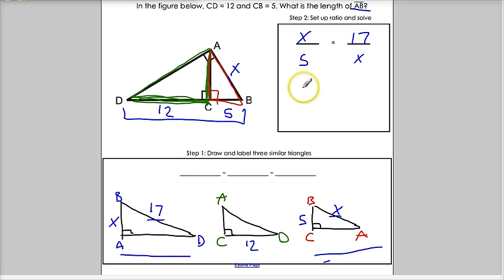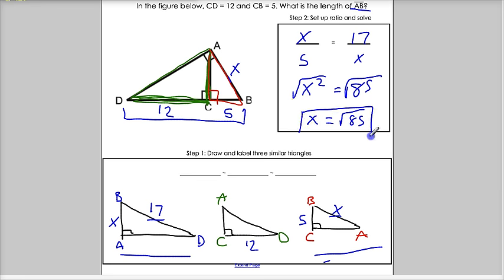All right, now we just cross multiply. We get X squared is equal to 85. Sweetness. Take some square roots, and we get X is equal to the square root of 85. If you put that in a calculator, you get some decimals, so we're just going to leave it like that, and we are done.